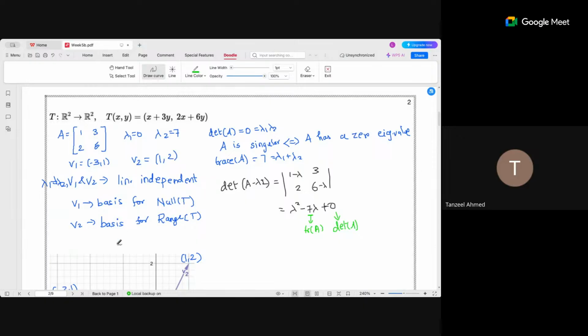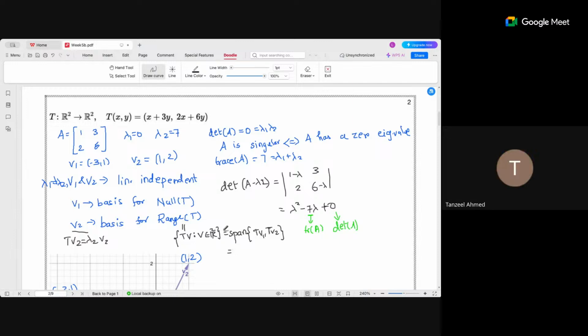Could you please elaborate? This is because of the definition of eigenvalues and eigenvectors. What is the definition? We have TV2 equal to lambda 2 V2, right? And you know that V1 and V2 are linearly independent. And what is the range of T? By definition, the set of all TV such that V is in R2, right? So I can say it is the span of TV1, TV2, because V1 and V2 are linearly independent. But what is TV1?